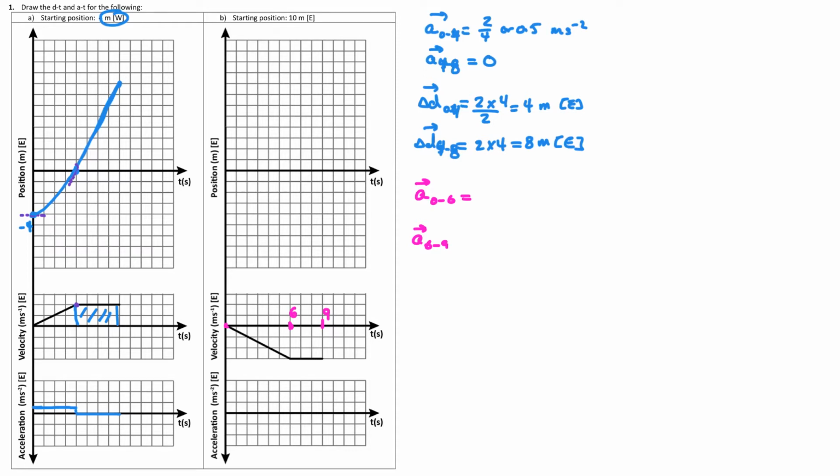Okay, from 0 to 6, my rise is -3 and my run is just 6, that's -0.5. And for the next section, my rise is 0 and my run is 3, so that's 0. Units are meters per second squared, direction is east.